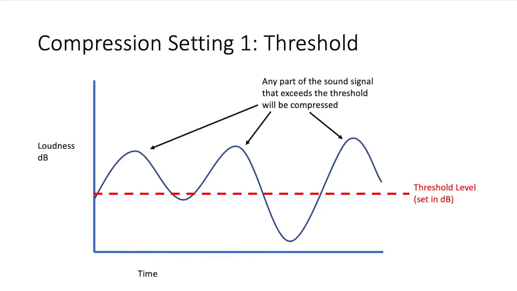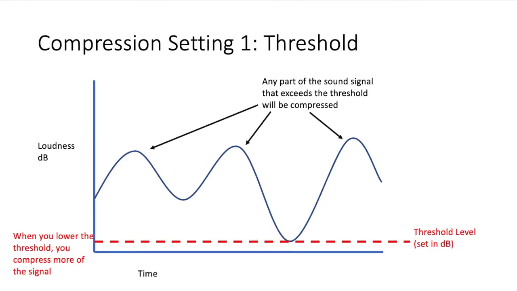So now you understand what the threshold does. It tells the compressor when to compress. Anything over the threshold gets compressed. Anything beneath the threshold is left alone. And the lower you set your threshold level, the more of your signal is going to get compressed. So in this example, everything in my signal is now above the threshold. Therefore, everything is going to get compressed by the compressor.